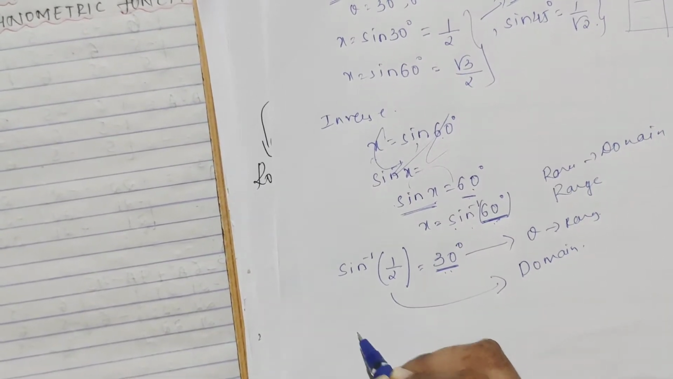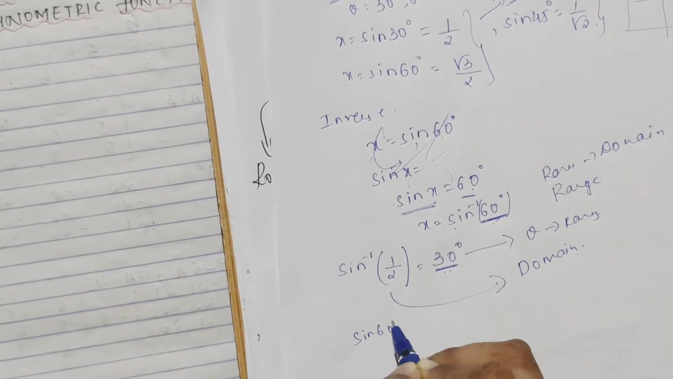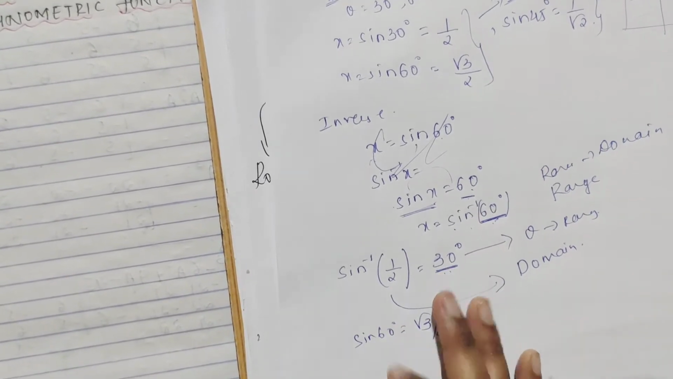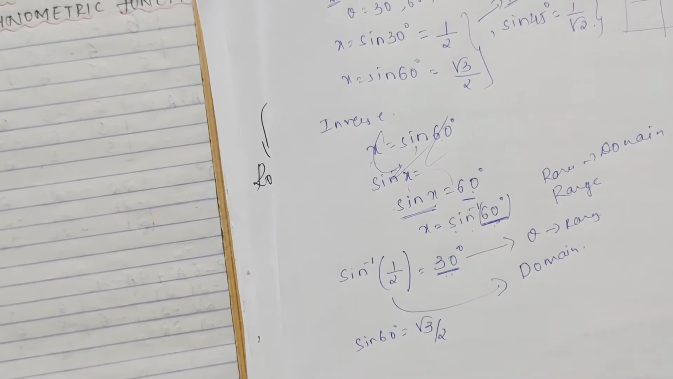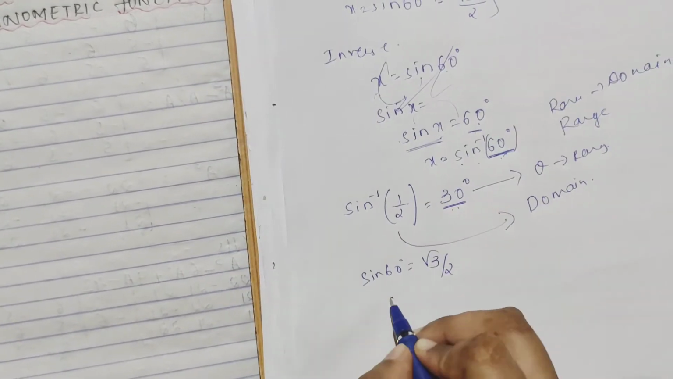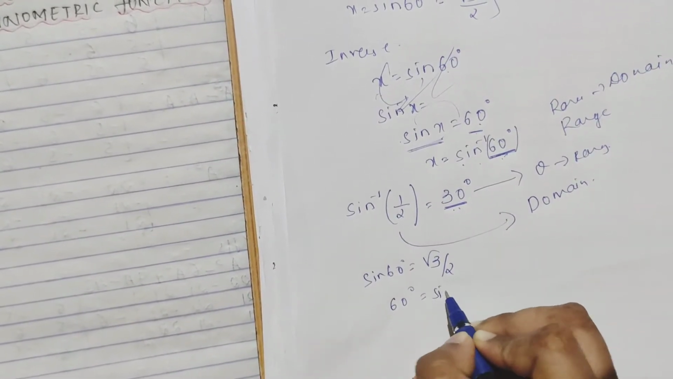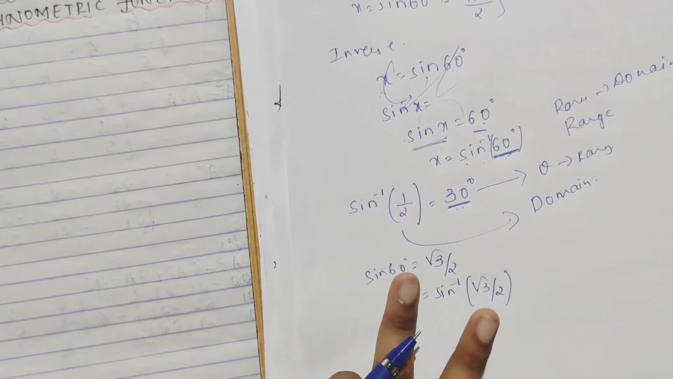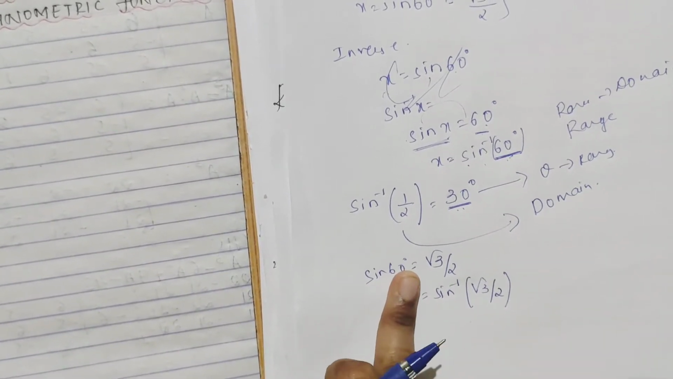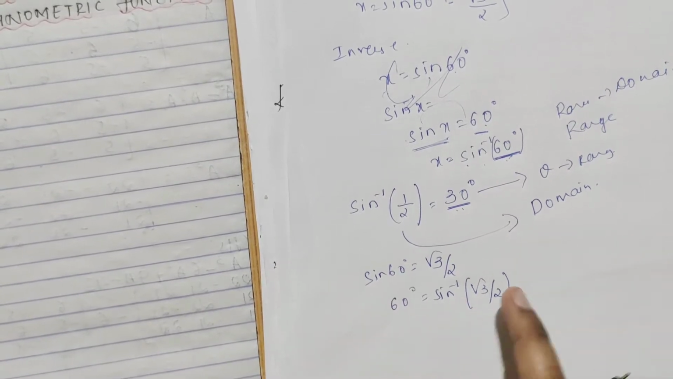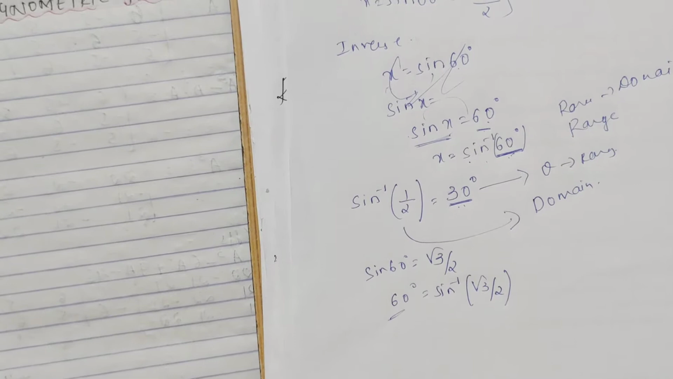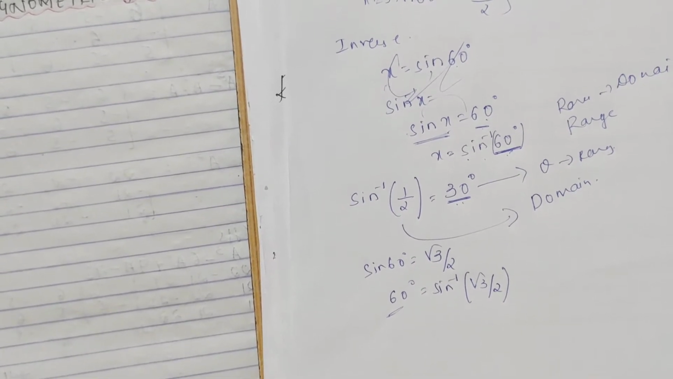Now you have sine 60 degrees, how much? Root 3 by 2. When sine goes to the other side, it becomes inverse, right? So 60 degree is equal to sine inverse root 3 by 2. How will they ask your question? What is the value of sine inverse root 3 by 2? The question will be like this, and you should tell 60 degree. So the reverse of that will be your inverse trigonometric.